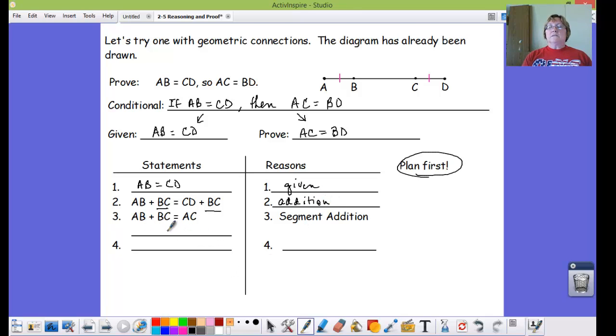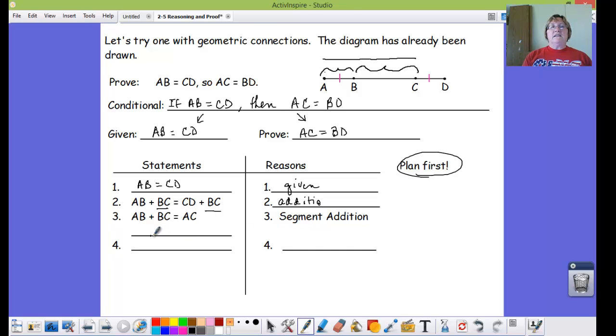The next one is a little bit more geometric. The length of AB, and that's this piece of the segment, plus the length of BC, and that's this length. That is equal, it says, to the total from A to C, and that is true. That's the segment addition postulate.